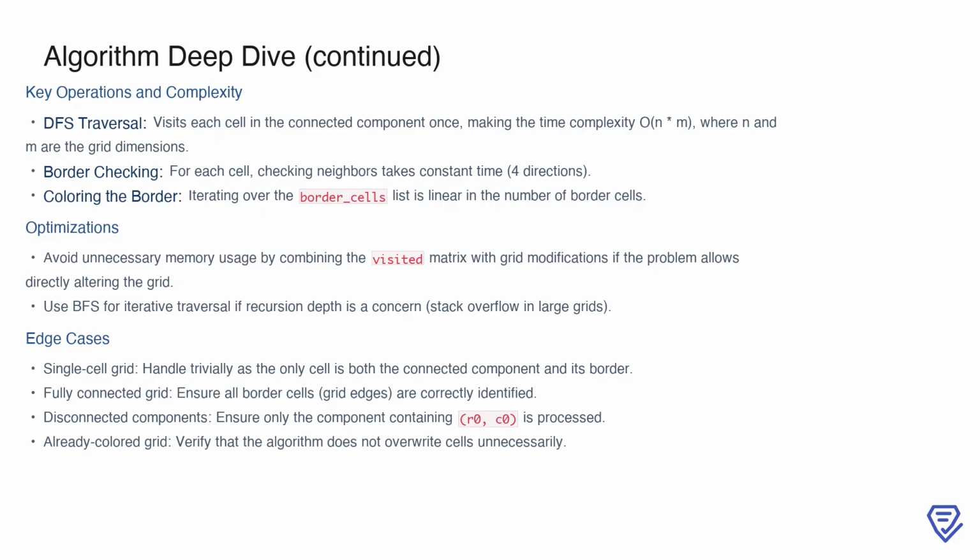For optimization, we can reduce memory usage by modifying the grid directly instead of maintaining a separate visited matrix, provided the problem allows in-place grid changes.